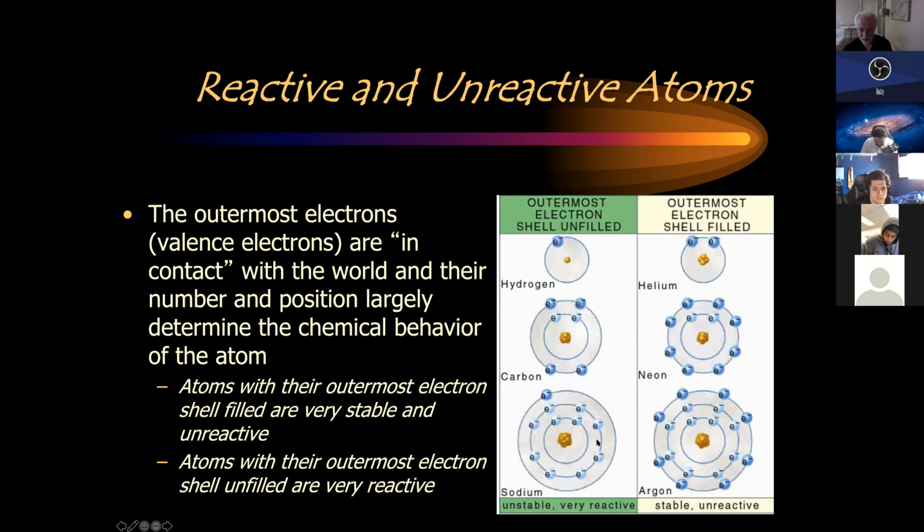Sodium has 8 electrons in its second shell, but it has a third shell. And that third shell has only 1 electron, which makes it very unstable. Argon, on the other hand, has 2, 8, and 8. So again, it is an inert gas.